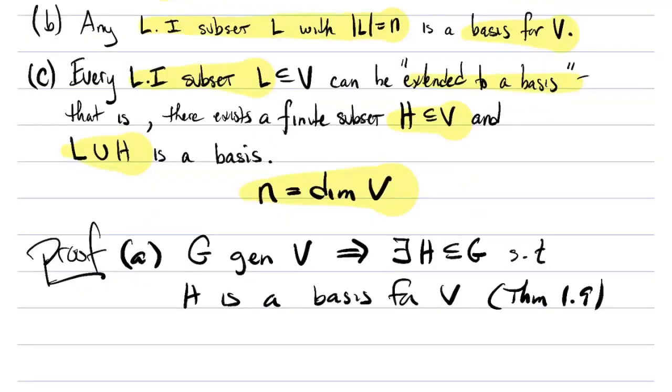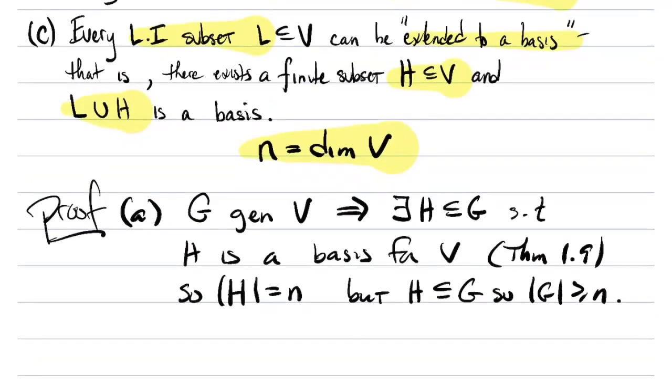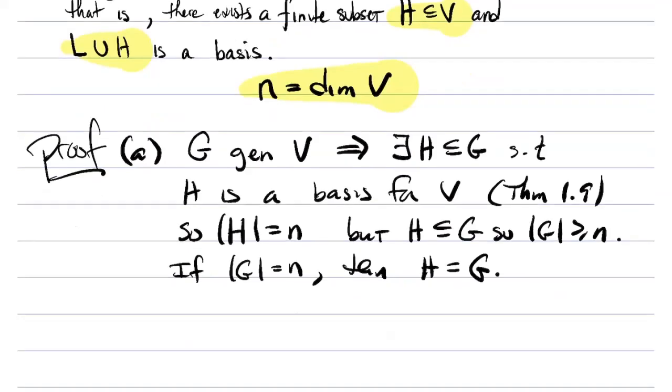So H has n elements in it. Any two bases have n elements, right? But H is a subset of G, so G has to have at least n elements. It can't have fewer, right? Any superset has to have at least as many. And then moreover, if G has n elements, then H is equal to G. H is a basis, so G is too. So that's the proof of part A.